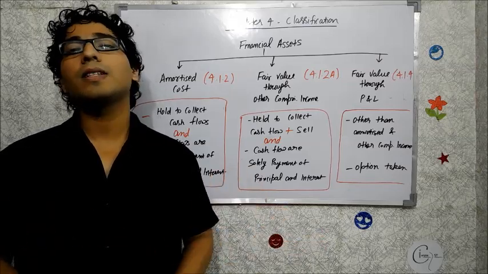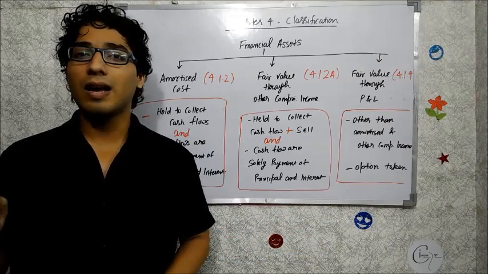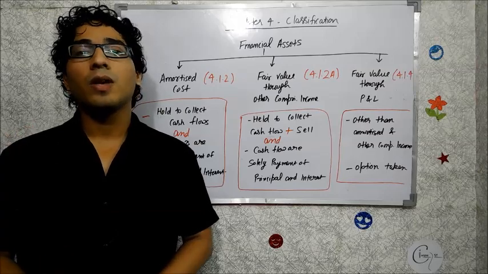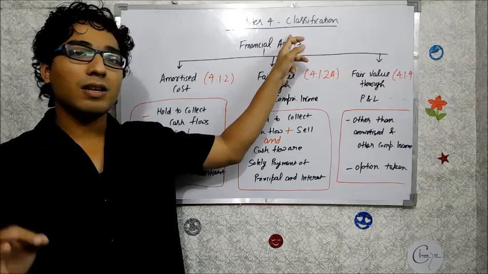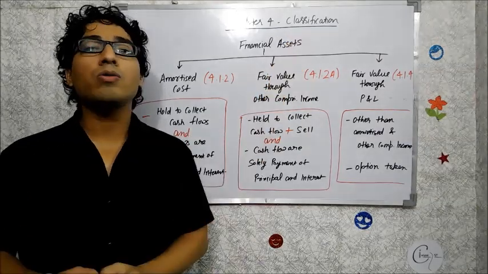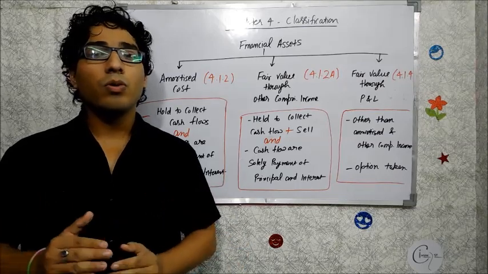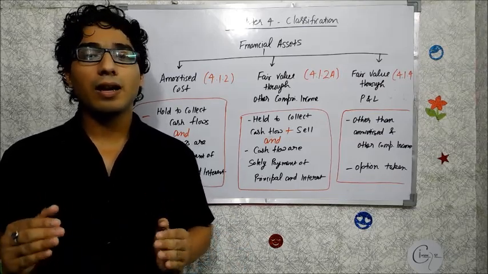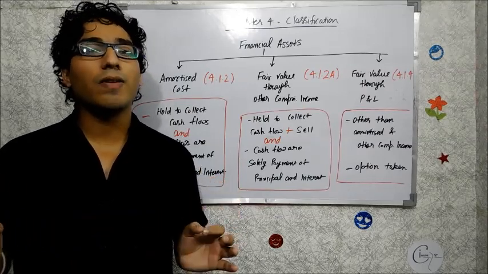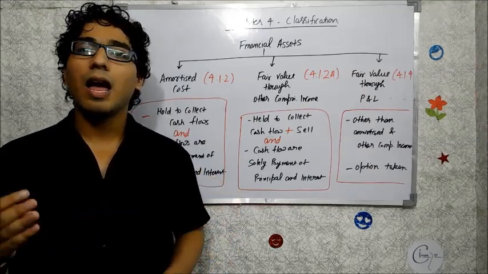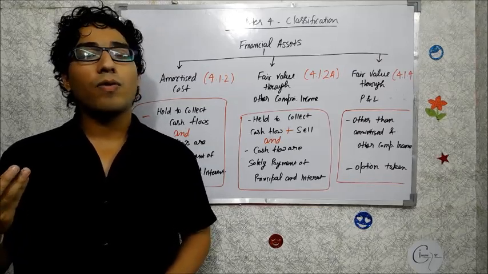So in the earlier video we discussed the recognition and de-recognition of financial asset or financial liability from your books of account. In this video we are going to discuss the classification of financial instruments. So how to classify the financial instrument into the different categories. Before starting the video, I want to tell you that in this video you have to classify the financial asset into three categories: amortized cost, fair value through other comprehensive income, fair value through profit or loss.